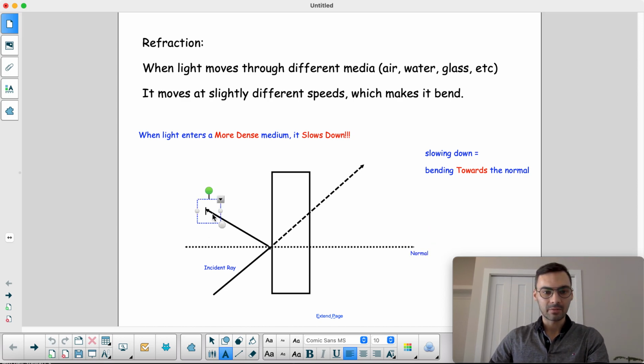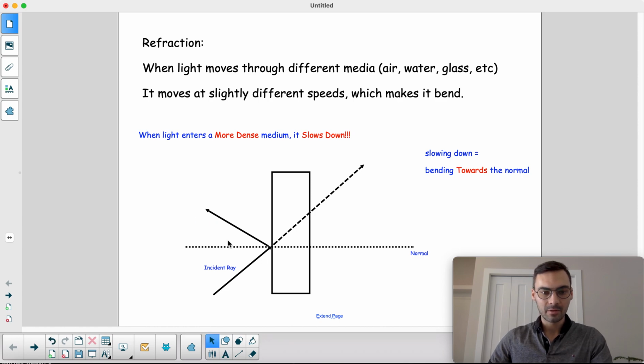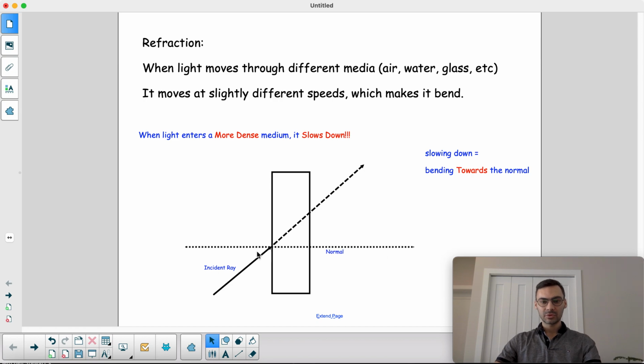Perfect. Now let's get rid of this one because we're not talking about reflecting. We're talking about refracting. So far we got incident ray, a normal, and our answer key over on this side of our page right here. It tells us that when light enters a more dense medium, it slows down. So the speed slows down. Because it slows down, that means that it's going to bend towards the normal.